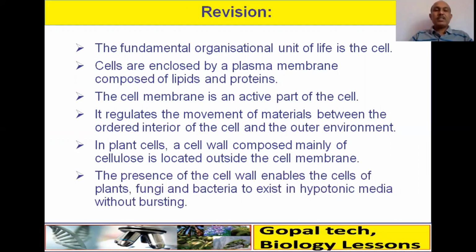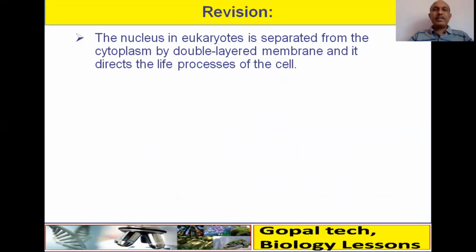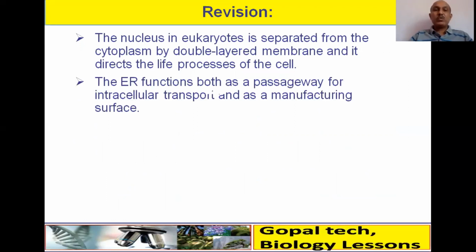The presence of the cell wall enables the cells of plants, fungi, and even bacteria to exist in a hypotonic medium without bursting, and to survive in any kind of environment. The nucleus in eukaryotes is separated from the cytoplasm by a double-layered membrane, and it directs the life processes of the cell because it contains chromosomes, DNA, and genes.